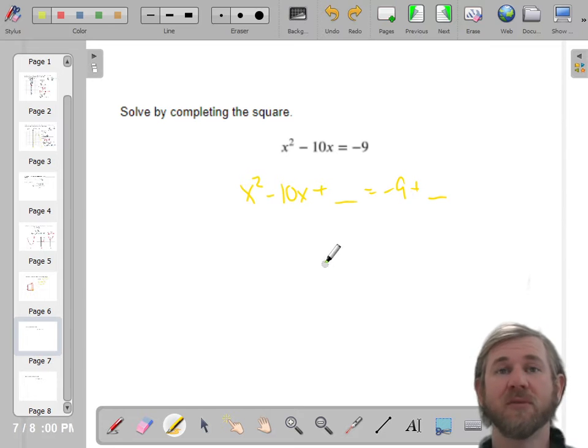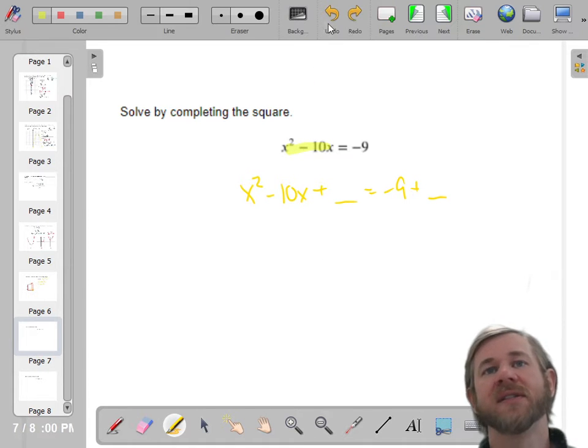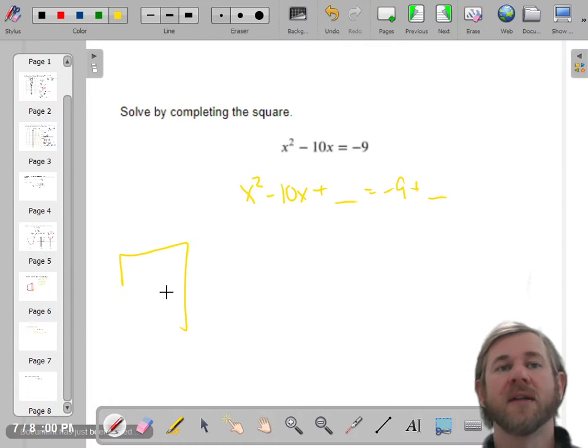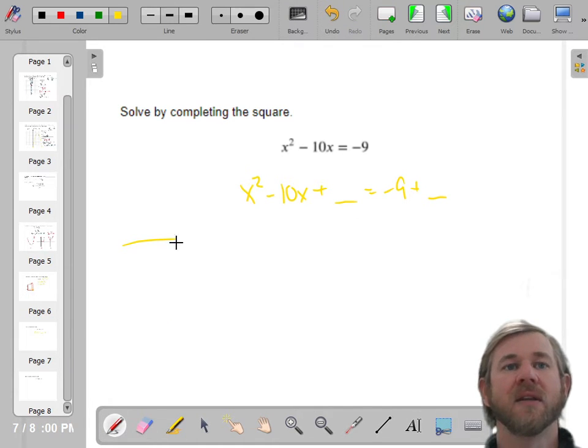In this problem, you don't have to move anything around. You get your x's on one side, you got negative 9 on the other. I know I'm going to complete the square, which I'll kind of sketch my picture. This won't be nearly as nice as the other one I did.